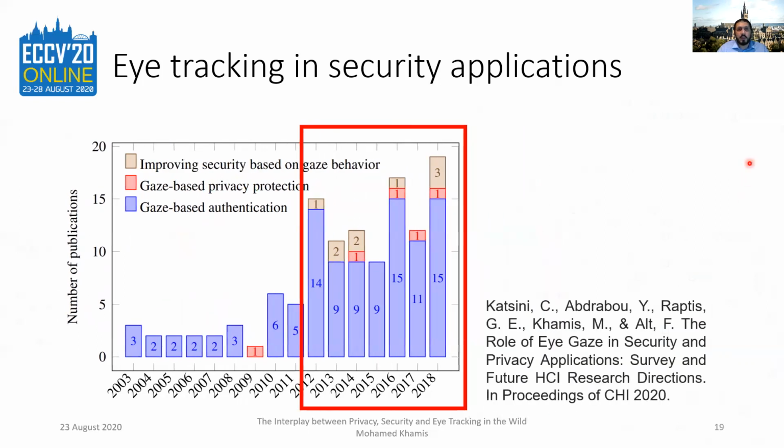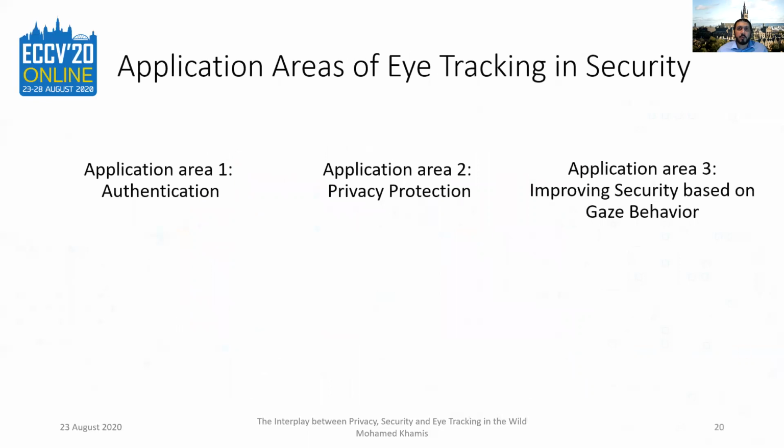I think there's a lot that could be done with eye tracking to improve security. The following couple of slides are based on a paper called The Role of Eye Gaze in Security and Privacy Applications. You can find more details there if you want to learn more. We can roughly classify applications of eye tracking in security into three categories: authentication, privacy protection, and improving security based on gaze behavior.